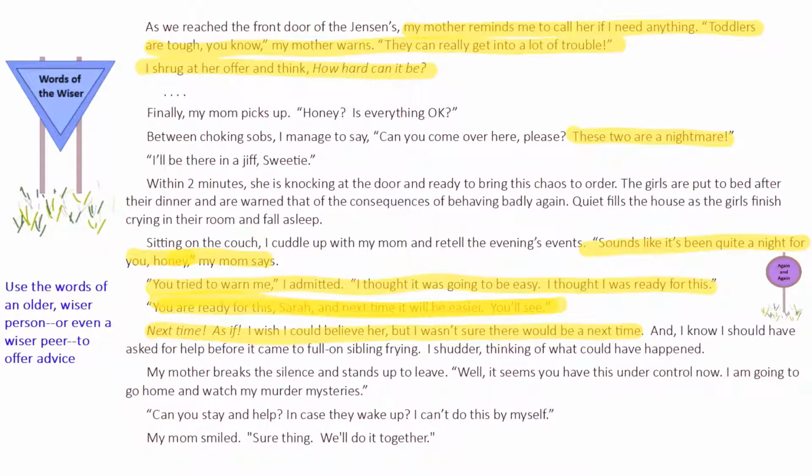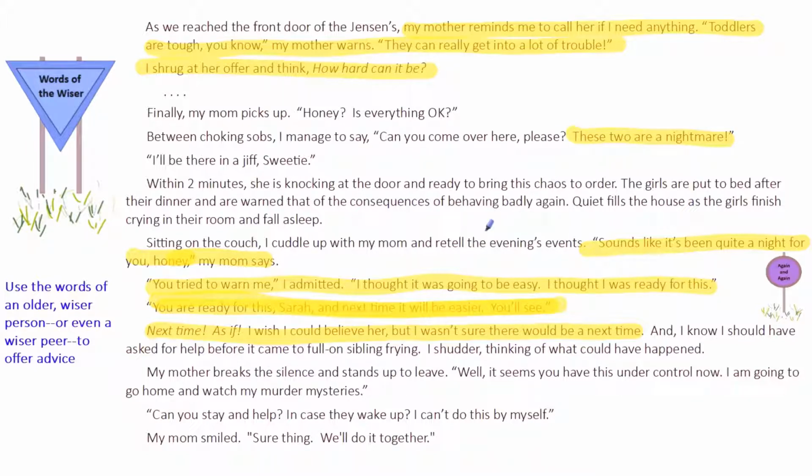So in our story that Ms. Maxwell and I are writing about Sarah going babysitting at the Jensens, remember when her mother dropped her off, her mother told her to call her if she needed anything. Toddlers are tough, you know, my mother warns. They can really get into a lot of trouble. I shrug at her offer and think, how hard can it be? Well, later on it turns out to be quite difficult, and she needs to call her mom to come over and help rescue her. And she says in that phone call, these two are a nightmare.